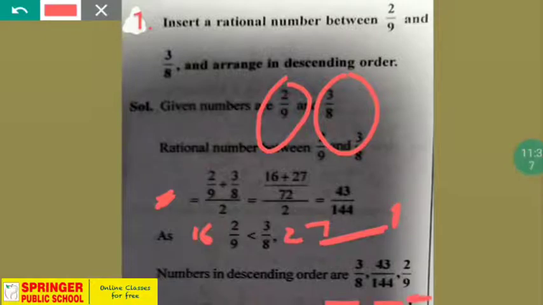So students, in this question, you have learned how to find one single number between two given rational numbers. A very easy process. All you have to do is add up both the fractions and divide the addition of the fractions by 2. I hope you have understood. Let us move on to the next question.